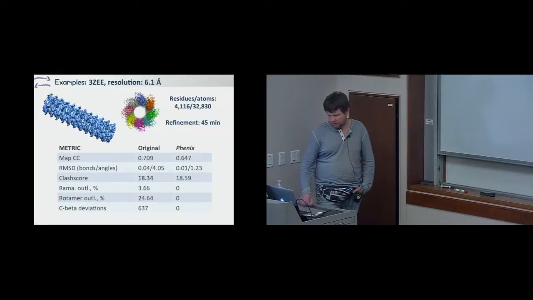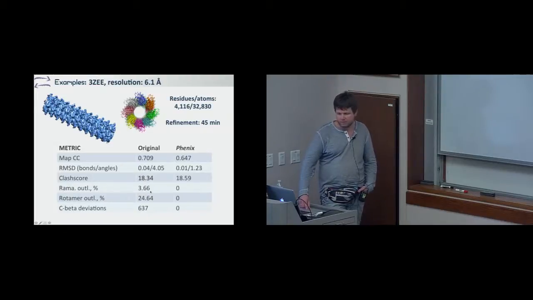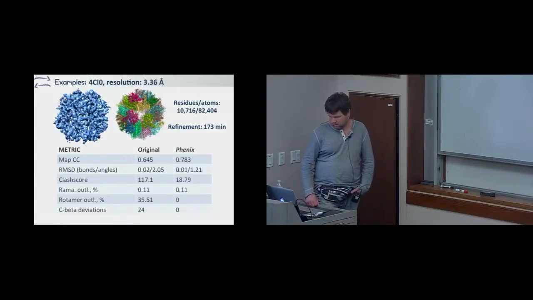Another example, this is a very dramatic case where there are 600 C-beta deviations and lots of rotamer outliers, Ramachandran plot outliers, and so on. We managed to get rid of all of these outliers, so the structure makes chemical sense, at the expense of just a slight decrease of the model-to-map correlation, which I would say is justified given that we make the structure more chemically meaningful. Move on from that one.